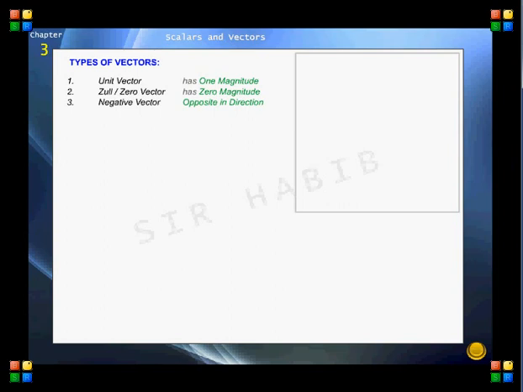A vector which has direction, but magnitude of 1 unit, is called a unit vector. And those vectors which have 0 magnitude are called null vectors or zero vectors. Negative vector.